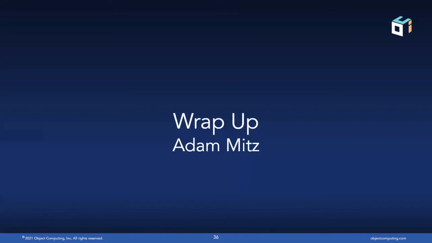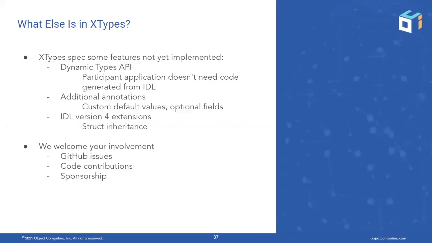So to wrap up, we want to look at a few key points here. So what else is in XTypes? Not every single thing in the XType specification is currently in OpenDDS, but we hope to add more in the near future, including the Dynamic Types API. Dynamic Types addresses the problem where you'd like to have a participant application that communicates on the DDS domain without having code generated from IDL, right? Very similar to reflection systems that are in general purpose programming languages.